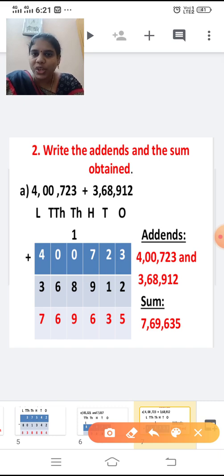4,723 and 3,68,912. So we are going to add these two numbers. Shall we add these two numbers now? Write the numbers in the correct places.